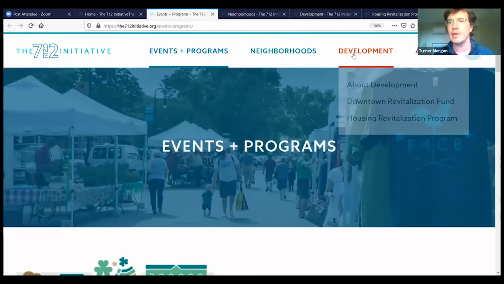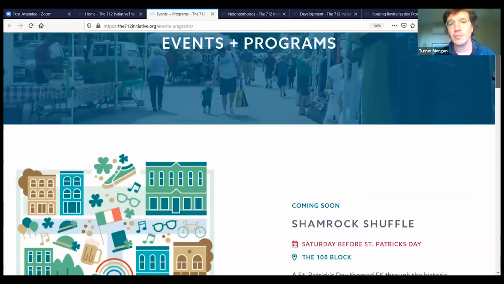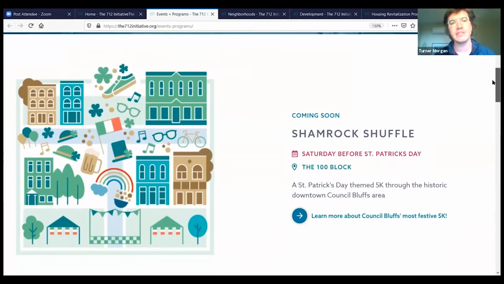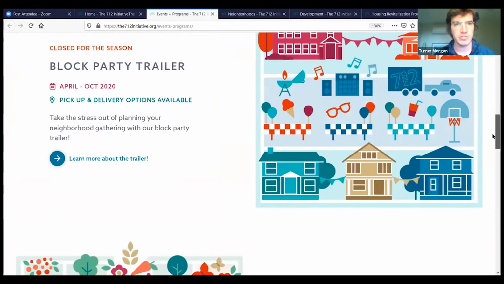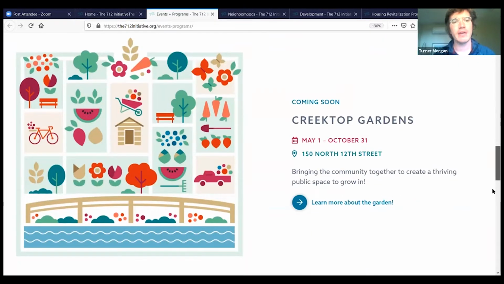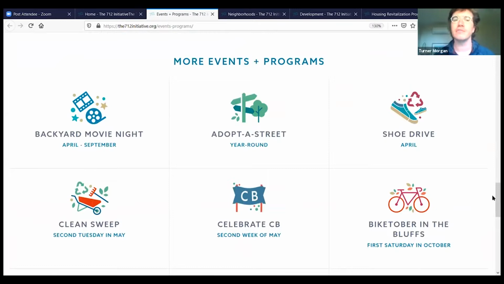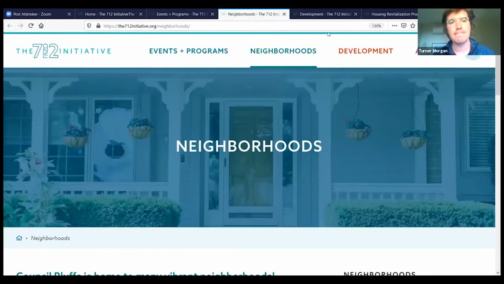To couple that, we do programming around the downtown in our central focus area. So we have a farmer's market, the block party trailer, which is one of my programs I'll talk about in a little bit. We have a community garden program. We have an Adopt a Street year-round cleanup program, Celebrate CB, which is the parade and the hometown pride stuff. So you have that built environment, you have the programming around it, and then I do quite a bit of community engagement work through our neighborhood work.